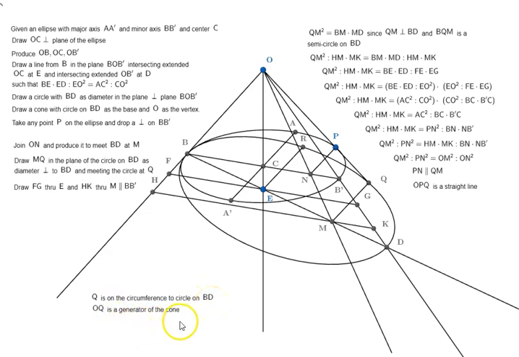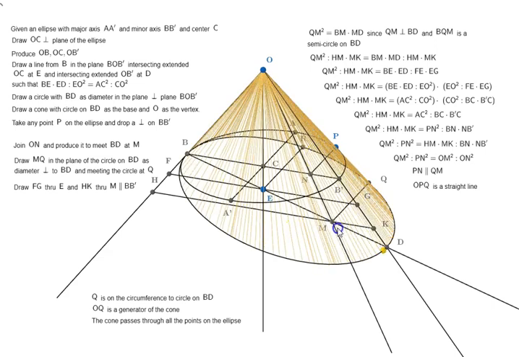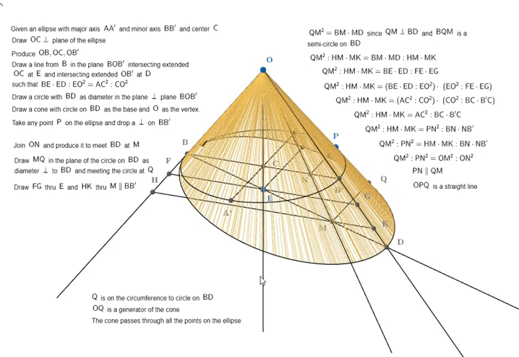So that means OQ is a generator of the cone, which means the cone passes through all the points on the ellipse, because we had taken P as an arbitrary point on the ellipse. So we have found a cone whose section is the given ellipse, and we have proved that all the points on the ellipse lie on the surface of the cone. That was proposition number 7 of the works of Archimedes, specifically from On Conoids and Spheroids.